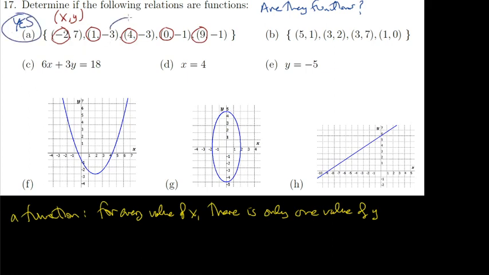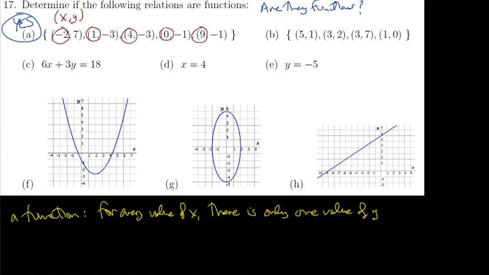It does not matter that the y's are the same here. We have two different x's, but the same y. Right? That's okay for a function. What you cannot have is the same x, but two different y's. Okay. So the A is yes.